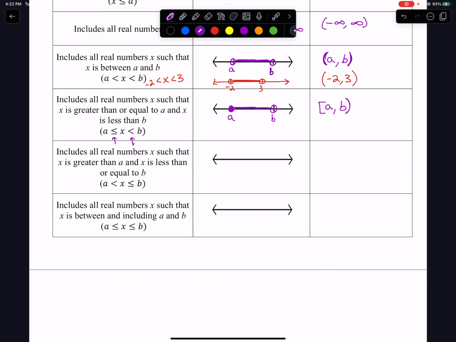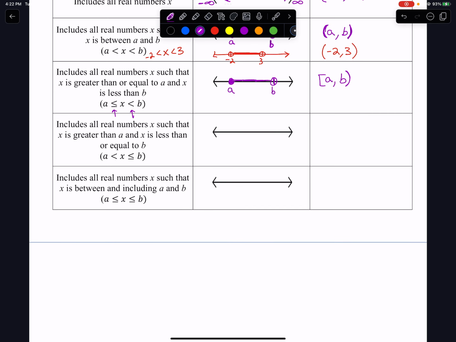I'm not going to put in numbers. I think we get the idea. This one is including all numbers x greater than a and x less than or equal to b. I'm going to ask you to finish these two, and we'll talk about them to start class. Okay, we'll go over these as a warm-up to start class. You try these on your own. Thanks.